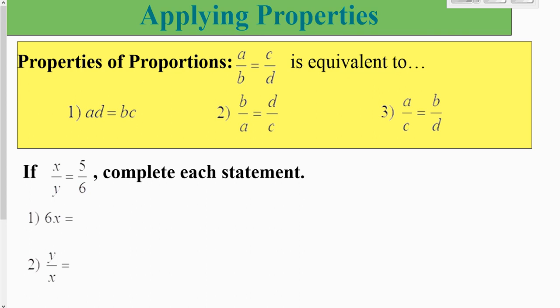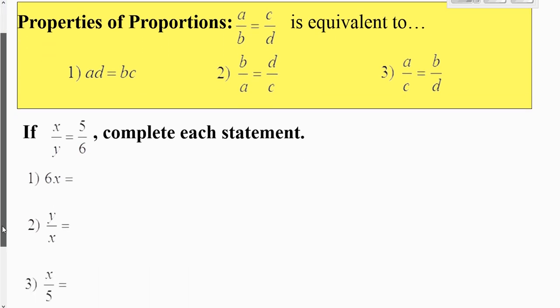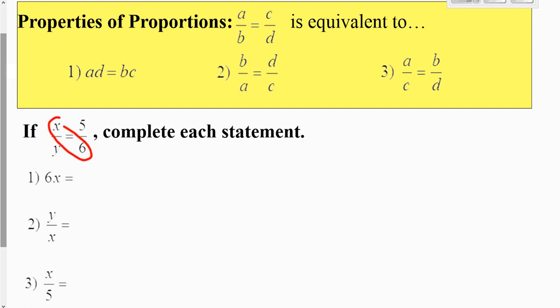So if we have this relationship that x over y equals 5 over 6, we want to be able to use these properties of proportions to write things out. So on number 1, I noticed that 6 and x were cross multiplied. So if I multiply 6 times x, I can cross multiply here, and 6x is going to be equal to 5y.